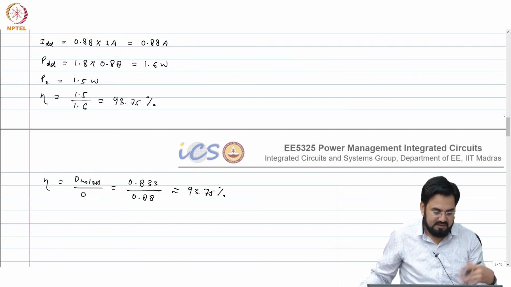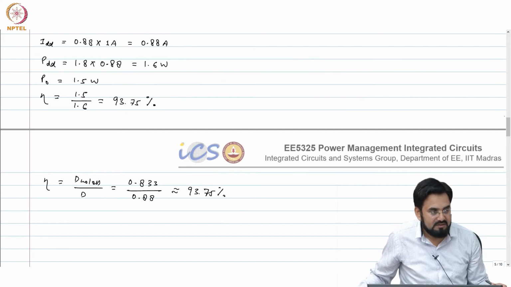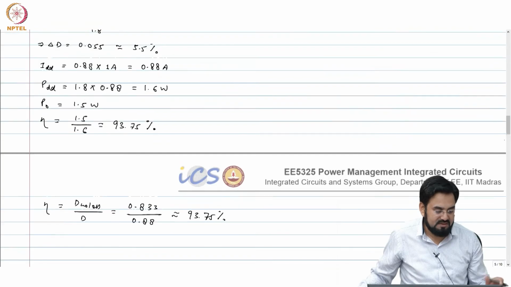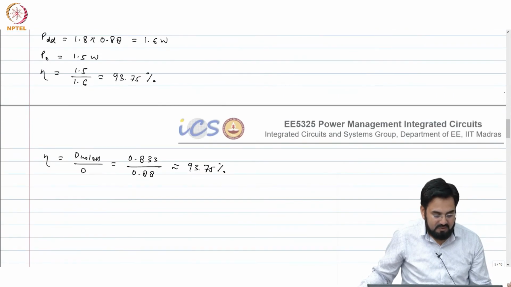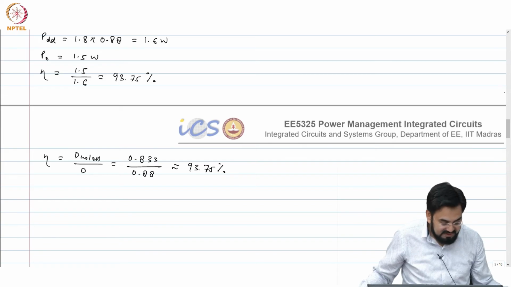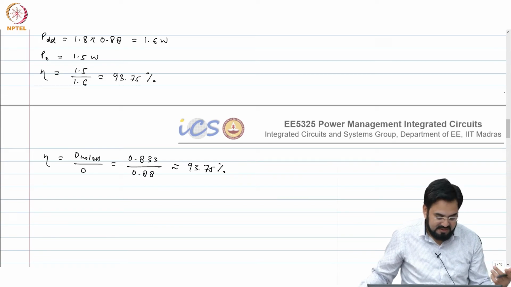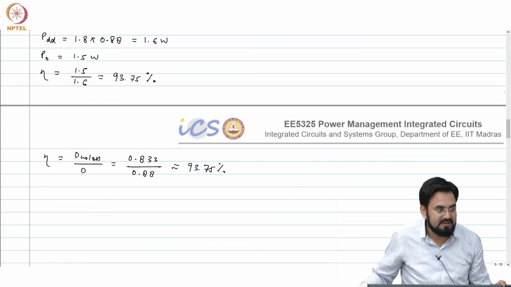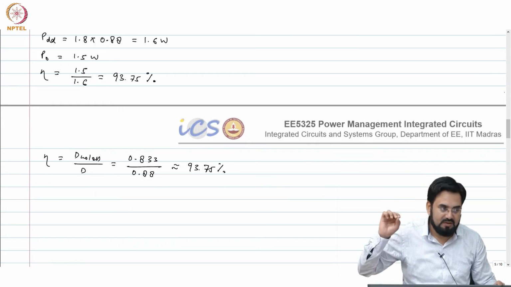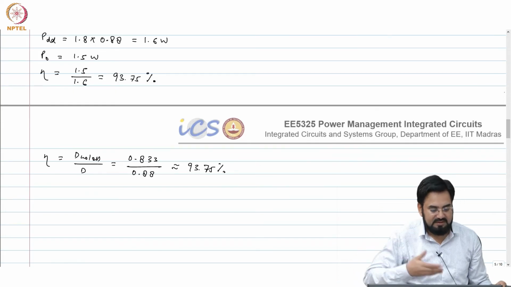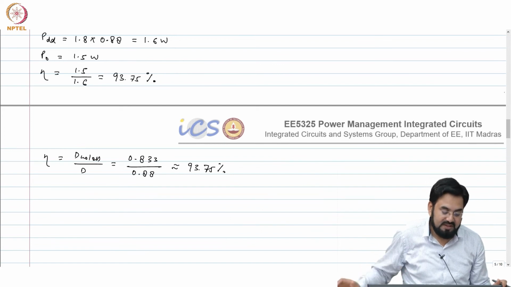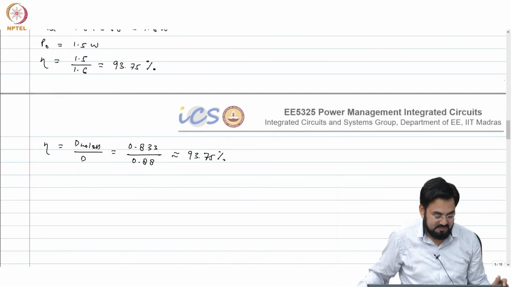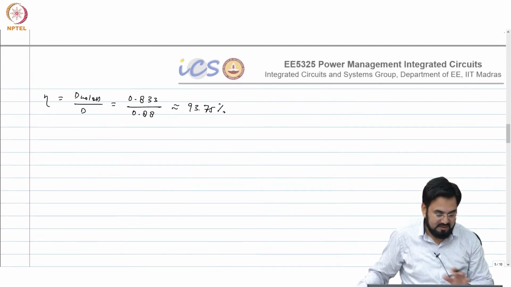So you can calculate either way. If you know the power numbers, then you can just do P out by P in. If you don't have a way to measure the power, but you can measure the duty cycle, then you can look at the duty cycle by removing the load and then applying the load, and just take the ratio of that. You will get the efficiency under only conduction losses. We are ignoring the switching losses here.